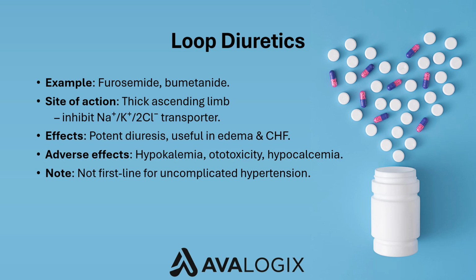Adverse effects are similar to thiazides in terms of hypokalemia and metabolic alkalosis, but they have their own dangers. Ototoxicity, hearing loss, is a rare but serious complication, especially at high doses or in combination with other ototoxic drugs like aminoglycosides. They can also cause hypocalcemia, unlike thiazides, which tend to retain calcium. Clinically, loop diuretics are powerful tools, but they require careful dosing and monitoring. Overzealous use can cause dehydration, low blood pressure, and kidney injury.